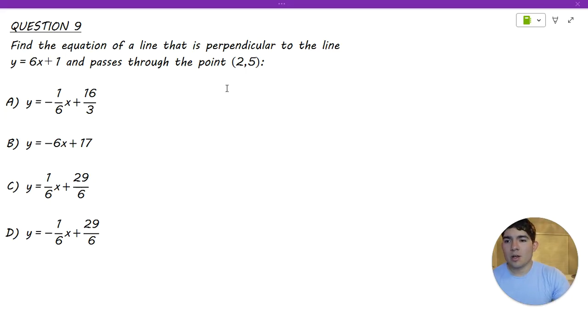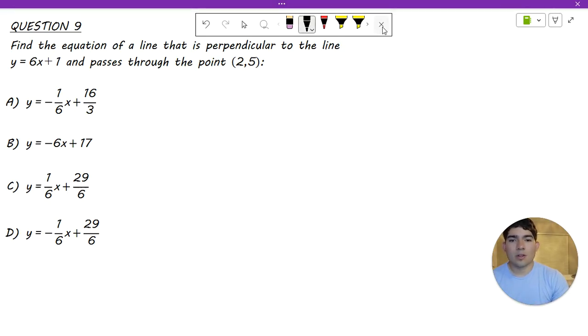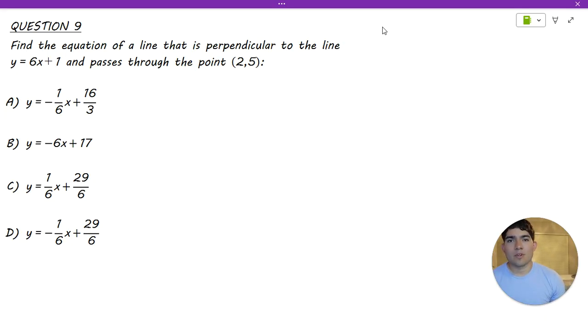Okay, so for problem 9, we need to find the equation of a line that is perpendicular to the line y equals 6x plus 1 and passes through the point 2, 5. So as always, make sure to give this one a try before you follow along. This one uses multiple concepts that we've covered, so it's a little bit trickier, but I think you can get it. But when you're ready, just follow along with the video and we'll cover the solution.